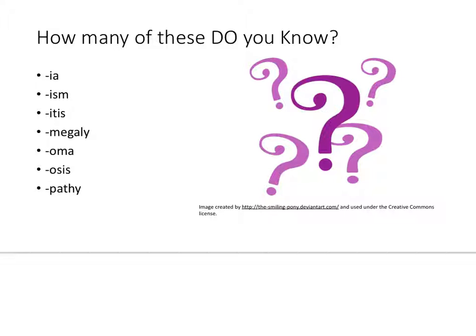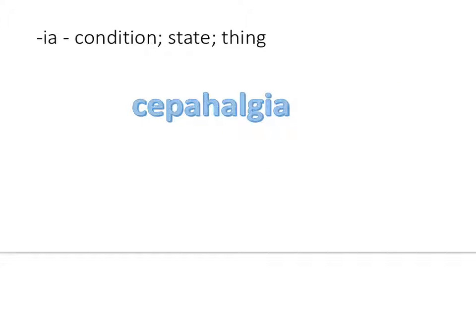How many of these do you know? Ia, ism, itis, megaly, oma, osis, and pathy. Stop the video and determine how many of these suffixes you know without looking at your book. So let's take a look.